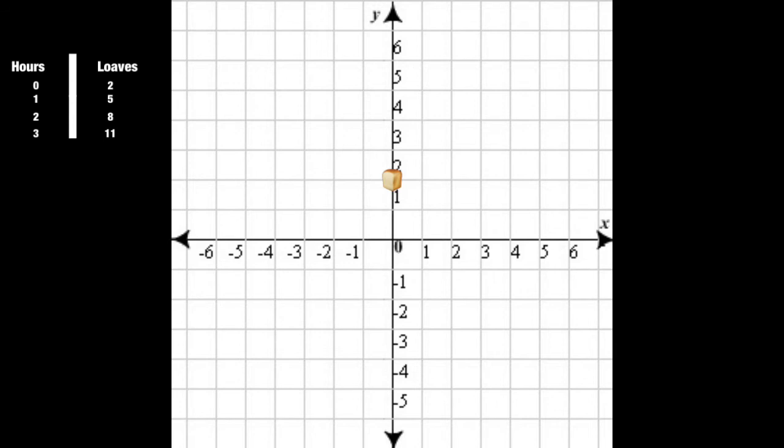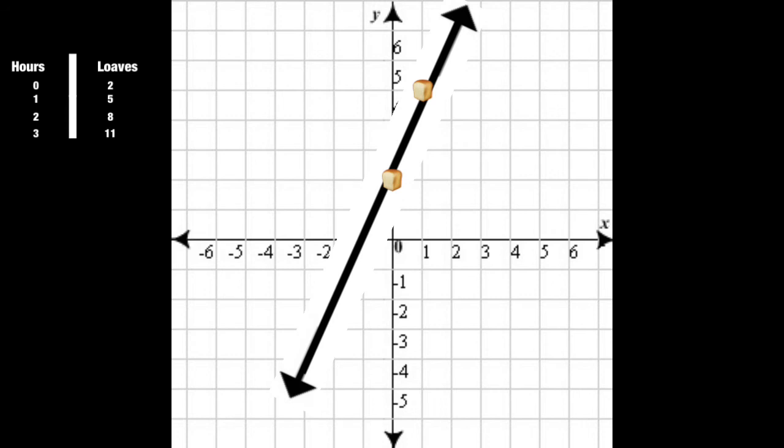Now, if we wanted to do the next point, we would count over 1 on the x-axis and up 5 on the y-axis. And put another loaf of bread right there. Now, if we had a larger chart, we could keep plotting these. But really, this is all we need. If we connect these points, we can create a line. This line represents the rate that the loaves are increasing.